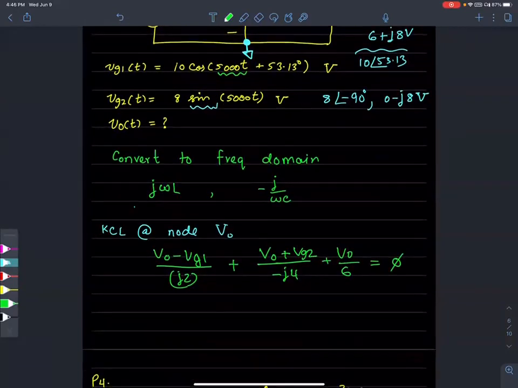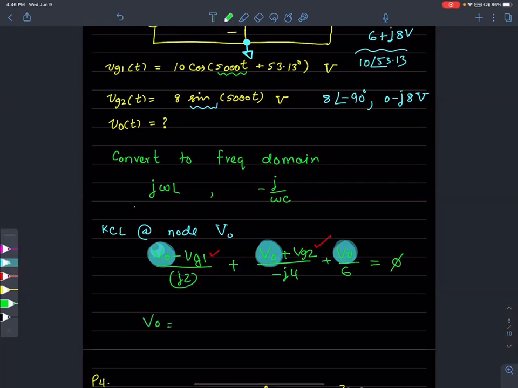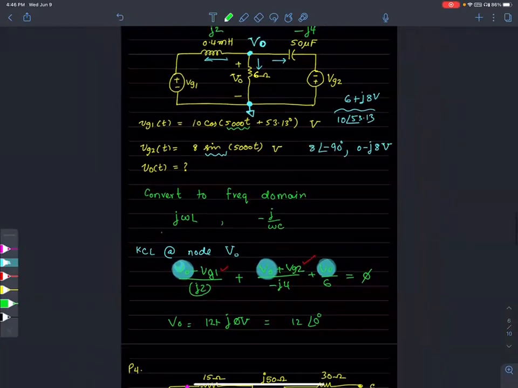So you separate out the terms, the V0 term, and then everything else is known, right? So V0 is the only unknown. We know VG1, we know VG2. So we don't need to set up any more equations. It's a matter of massaging this equation. V0 would come out to be 12 plus J0 volts, or 12 angle 0 volts. And that's it, there is to doing this.